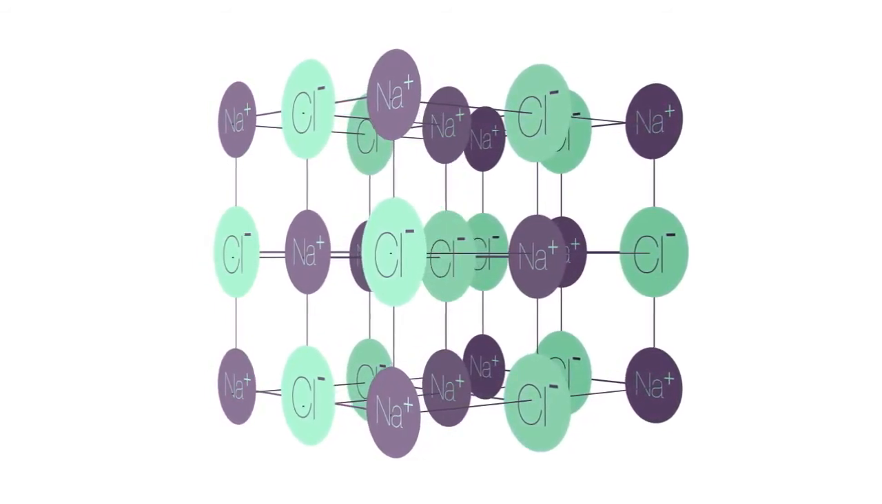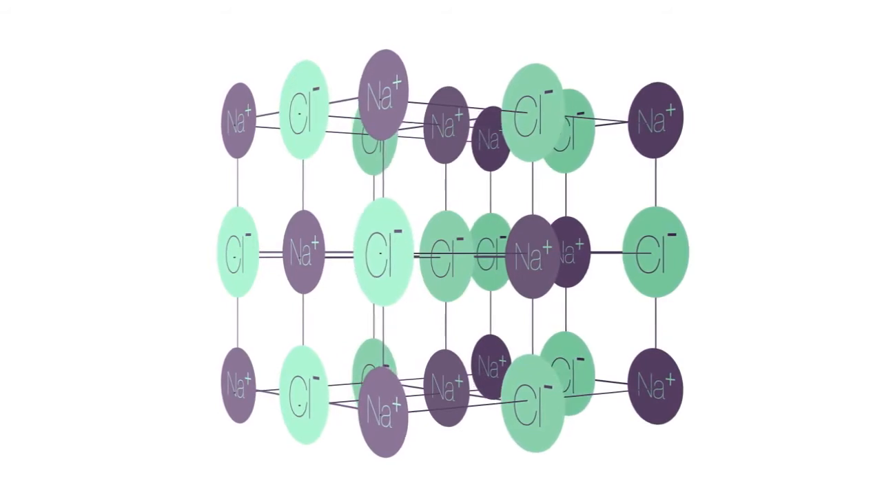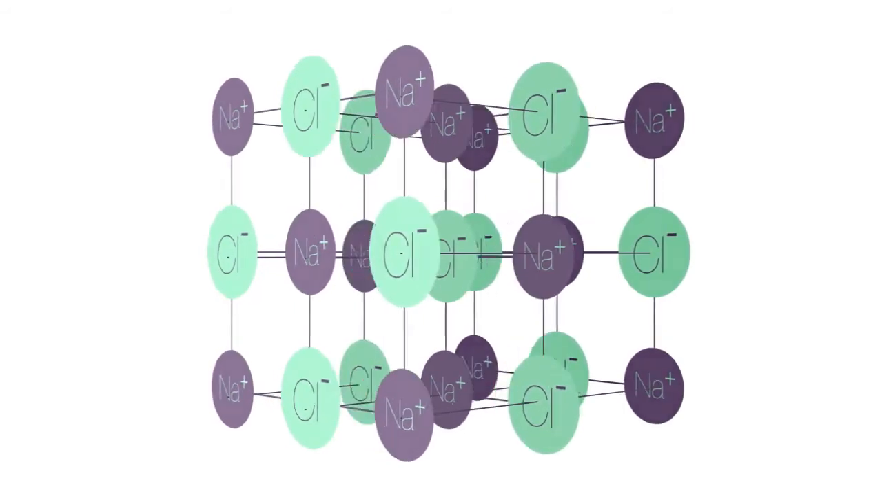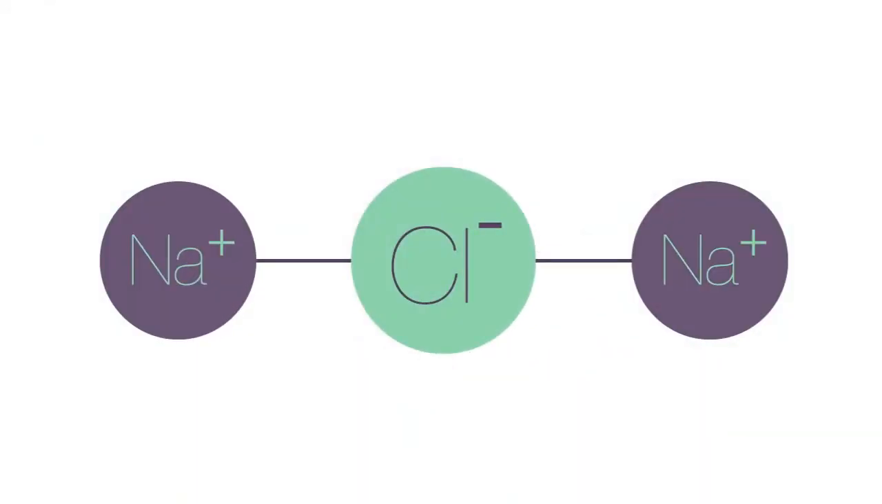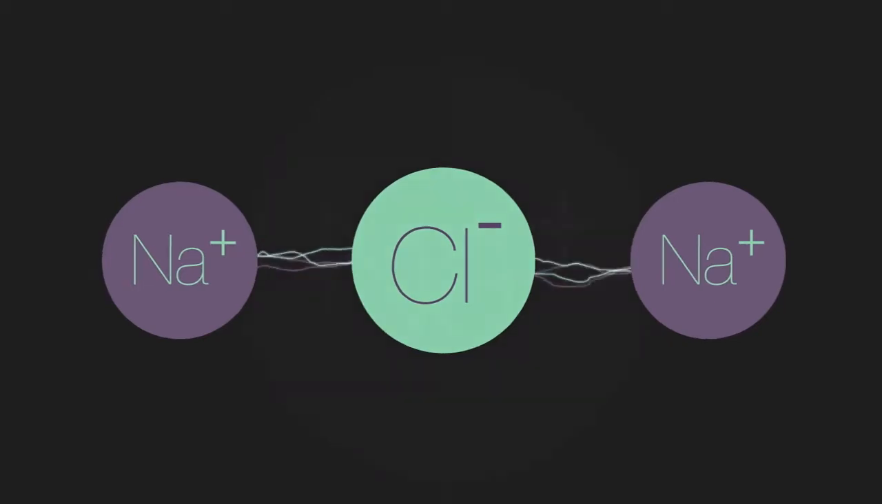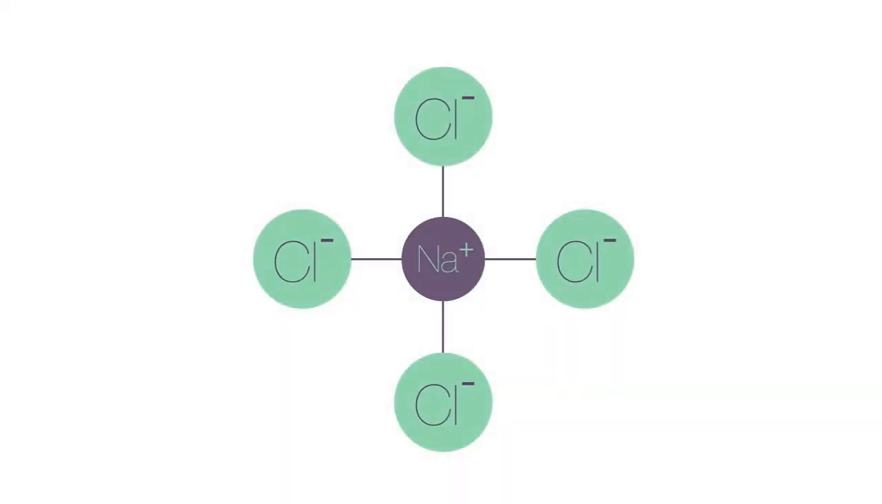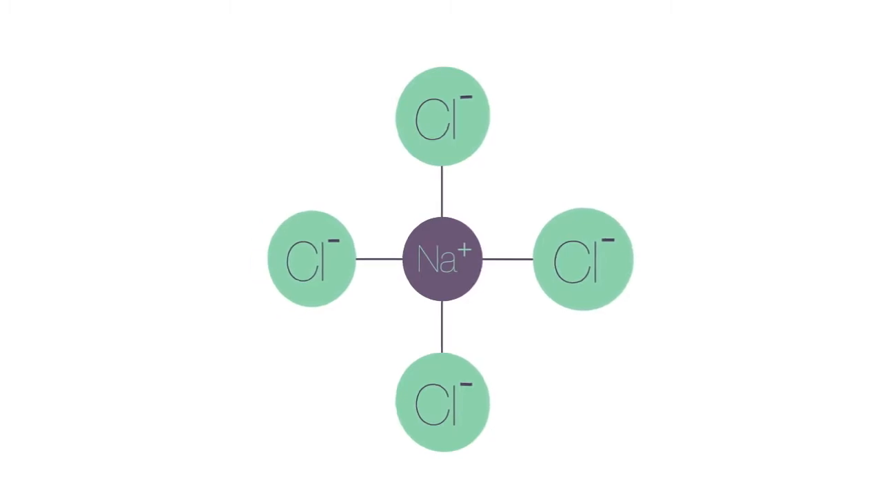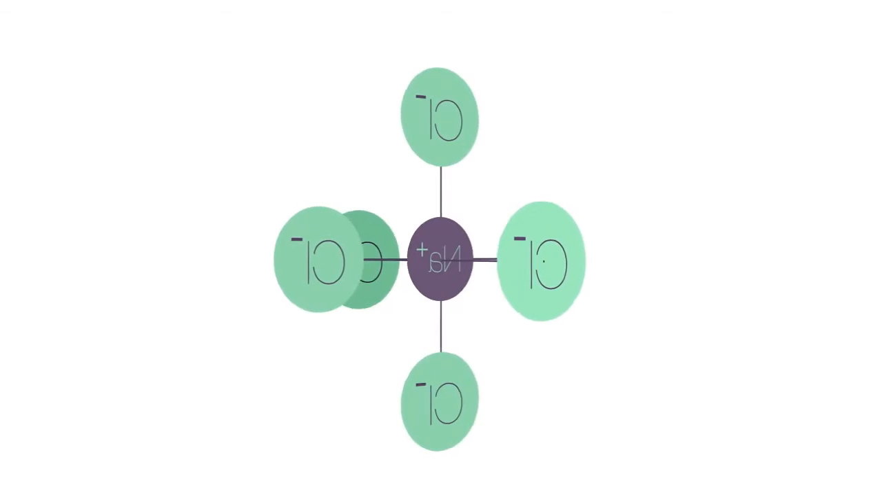Let's now have a look at the giant ionic lattice of sodium chloride. We know that sodium and chloride ions are electrostatically attracted to one another. Because of this, you will see that the ions are arranged so that the sodium ions are always next to the chloride ions. This arrangement is seen in all directions of the 3D structure.